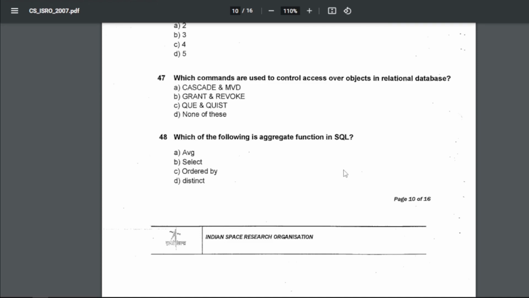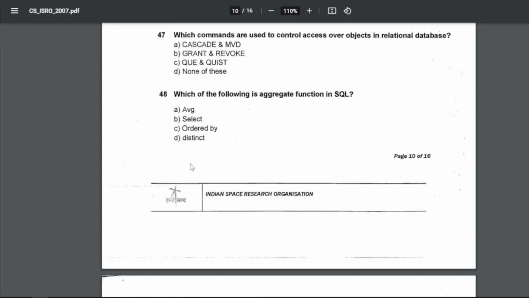48 is which of the following is aggregate function in SQL? So average is basically aggregate function. Basically it returns value after calculating from values in a numerical column, right? So for 48 our answer will be A.